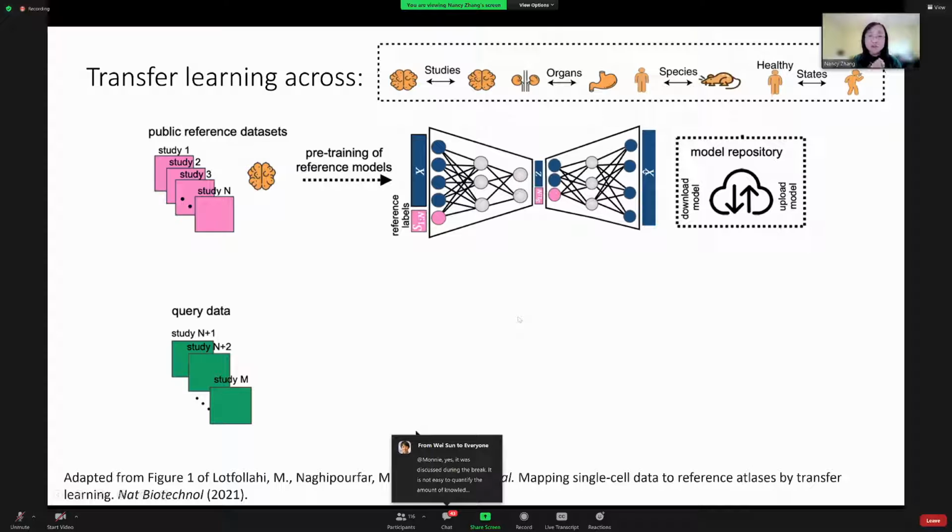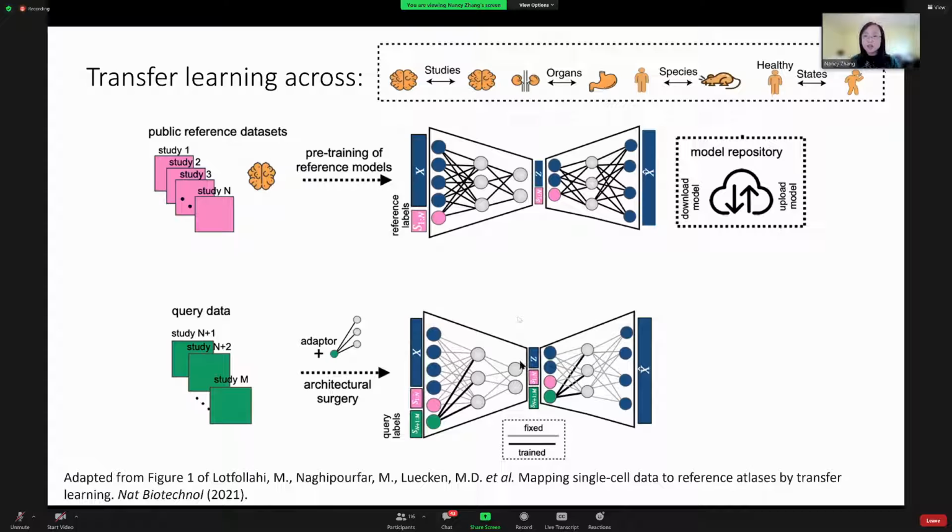Now, let's say that you have your own study now, the query data. And then what you would do is you would download the model for the brain. You would go into our website and download the model for the brain, get the weights for that, and then you would put this adapter. This adapter is basically this node that you add here with the weights and the edges that are specific to your study. And then you would add the adapter to both the input and to the encoder and the decoder. And then you would train this. You would basically update the weights, but only of the adapter.